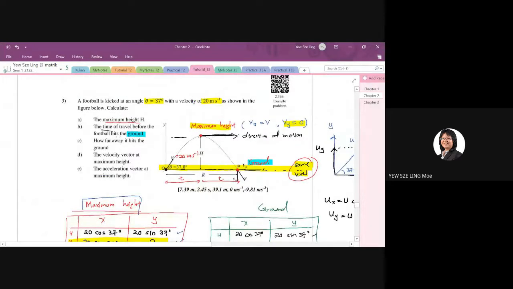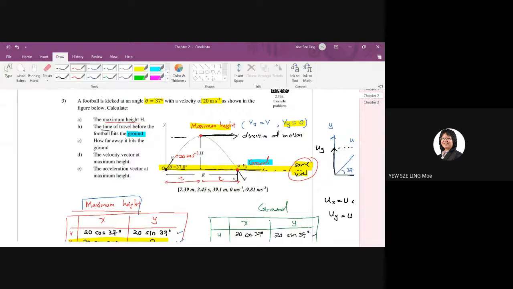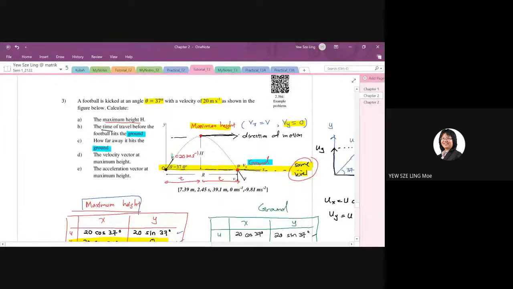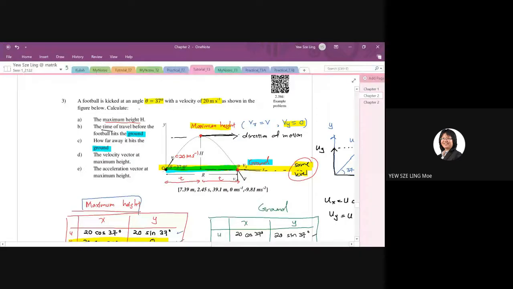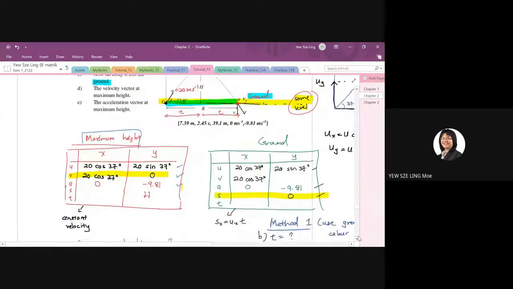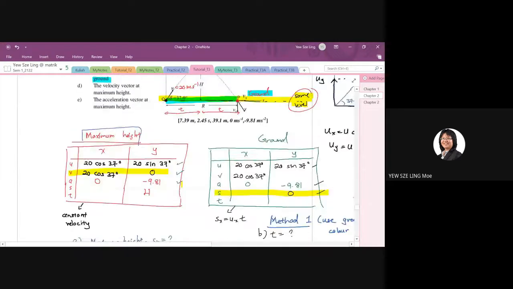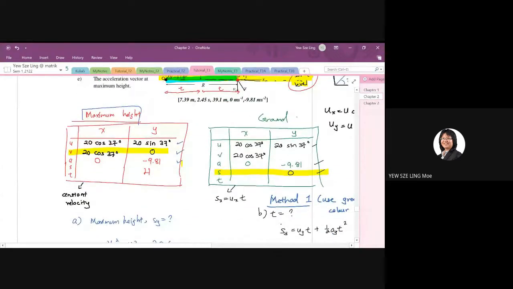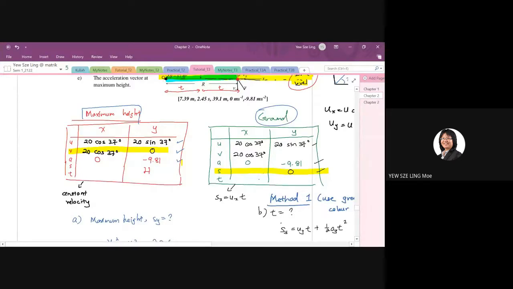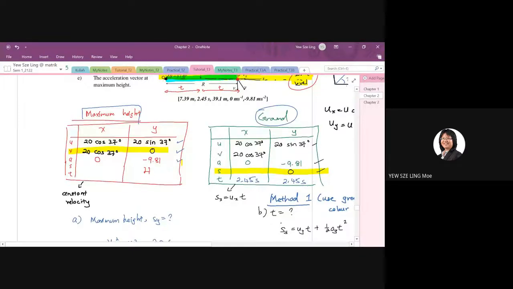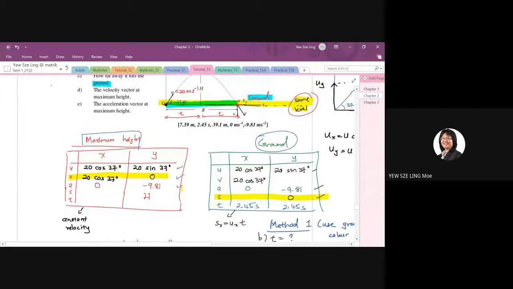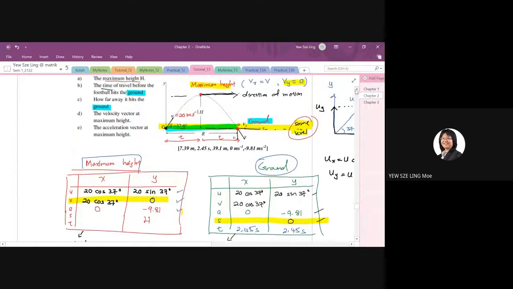Question C: how far away does it hit the ground? Again, this one is asking for ground. How far away? It's asking for the range. From point O until point P, what is the distance? So in this case, it is asking for Sx. You can use the table for ground to solve this question. Just now we calculated and obtained time equals 2.45 seconds.